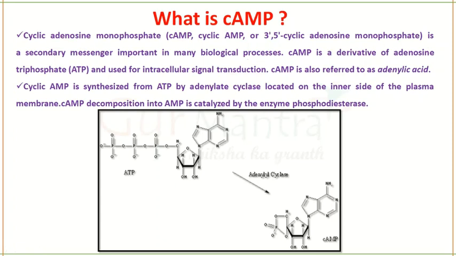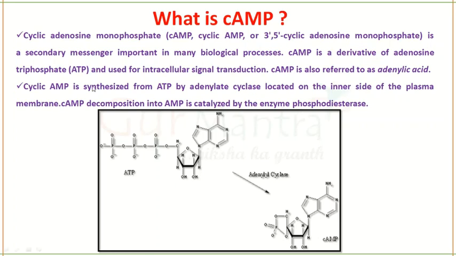Also, cyclic AMP is a derivative of ATP. ATP is adenosine triphosphate, which means adenosine will have three phosphate groups attached to it. AMP will have only one phosphate group attached to it, and this will be useful in the signal transduction processes. Also, cyclic AMP is called adenylic acid. Note this down, because they might ask you in the GATE examination, what is adenylic acid? That is nothing but your cyclic AMP.